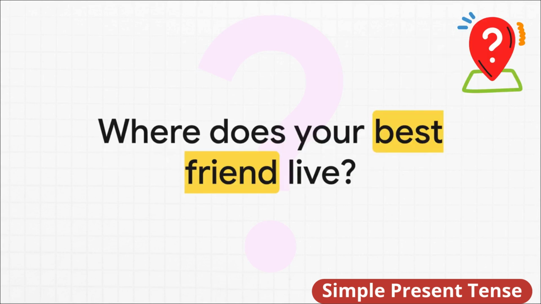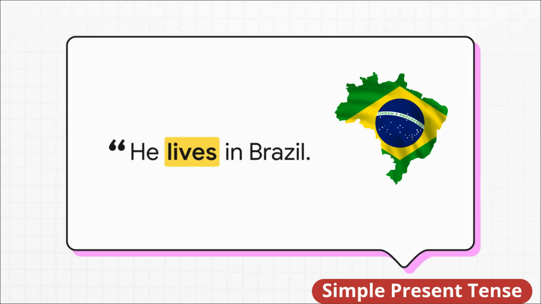Okay, now let's try a what question. Think about your best friend for a second. Where does he or she live? Seriously, take a sec. Form that sentence in your head, or even better, say it out loud. So, how'd you do? You probably said something like, he lives in or she lives in. And did you remember to put that all-important S on the verb lives because your subject was he or she? If you did, that's awesome.